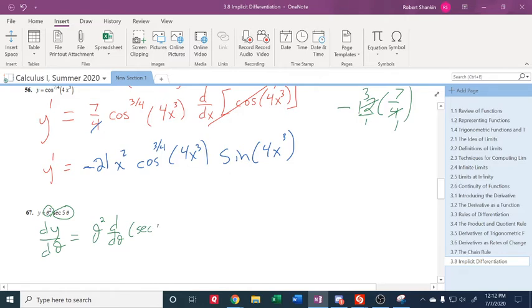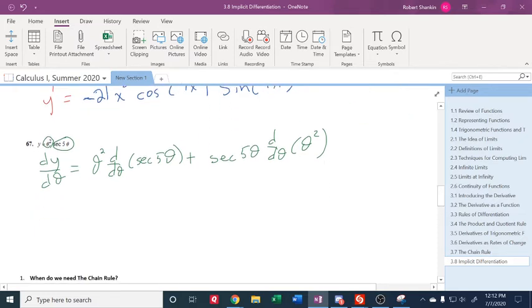of the second plus the second times the derivative of the first. Now, if theta instead of x is throwing you off, you could always just rewrite the problem with x's: y equals x squared secant of 5x. And then at the end, replace those x's back with thetas. It'll get you the same answer.